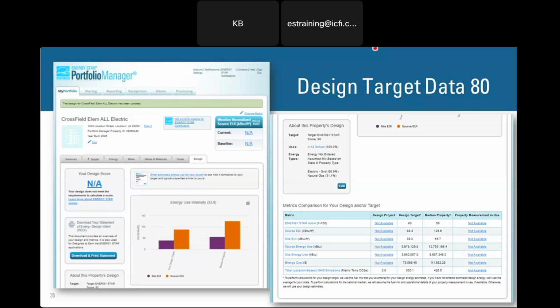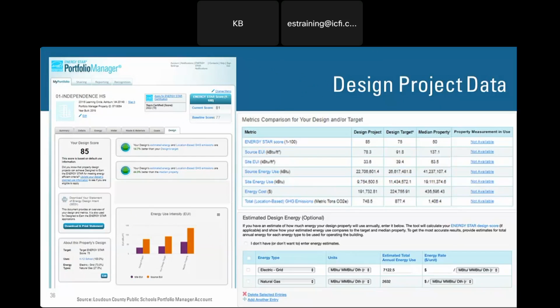So next one, we're going to actually put in some information. Here I'm showing you their score from their estimated annual energy use, and then it shows you your design project, your target, your median, etc. And if you hit this little guy here, it'll open up that page where I showed you to put your property use details. Then you get to put in your estimated energy use here.